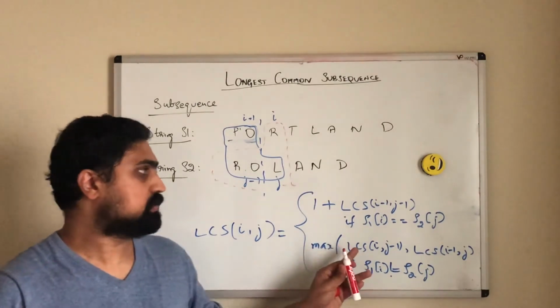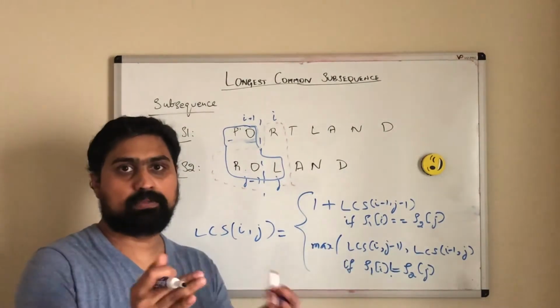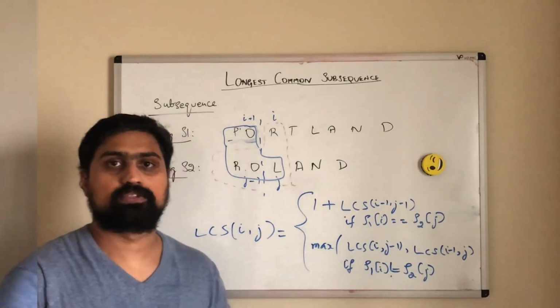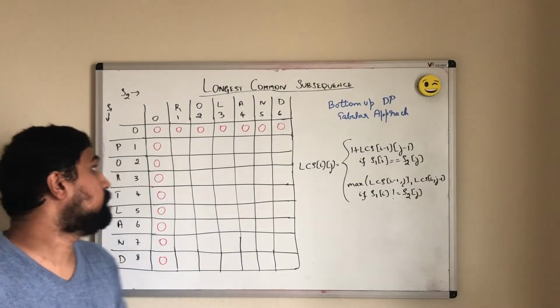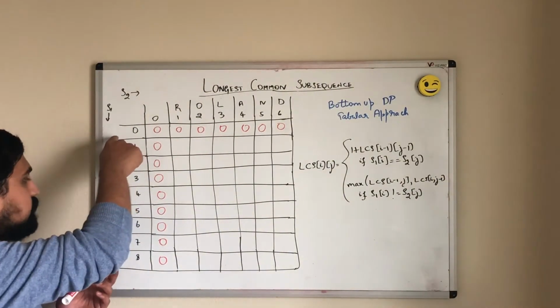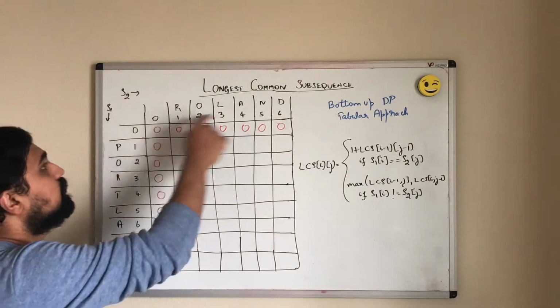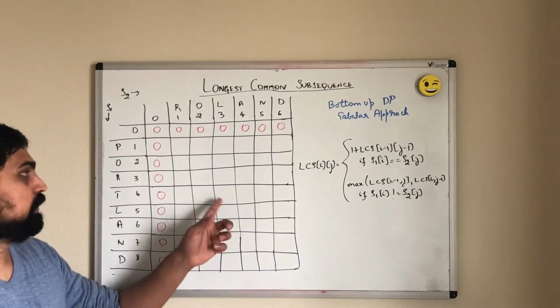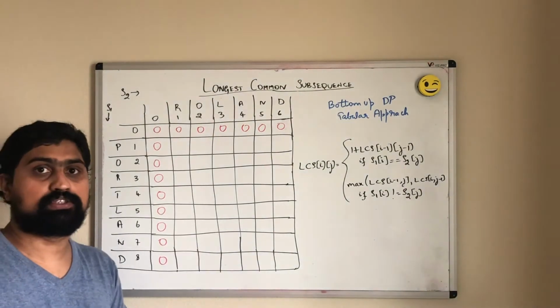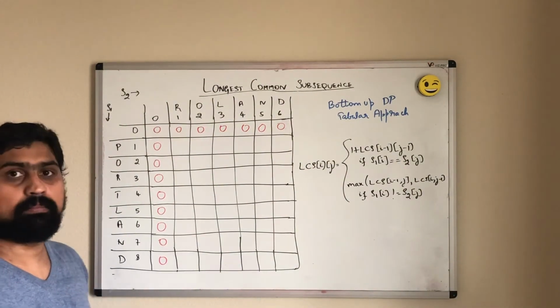Now we'll use this and solve the problem using bottom-up dynamic programming. So let's see how this works. We'll use bottom-up DP, the tabular approach, to solve this problem. I've marked string S1 here, Portland, and string S2 here, Roland. Now, every cell in this table here will give us the optimal solution to the sub-problem. So what do I mean by that?